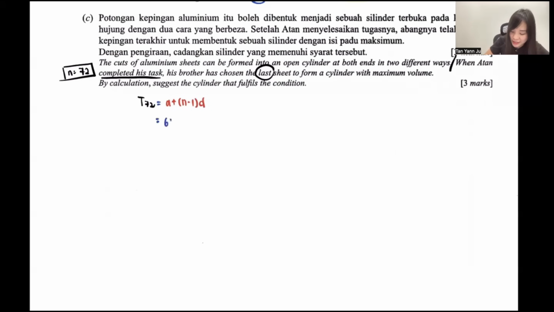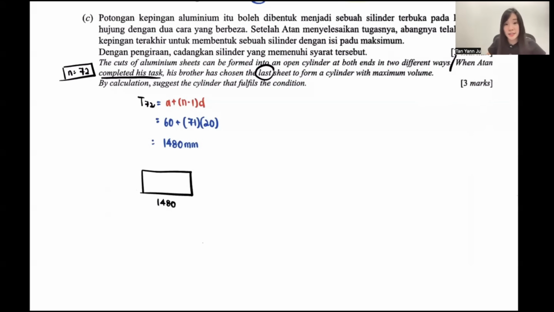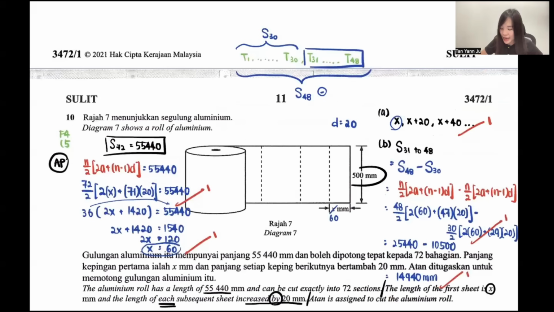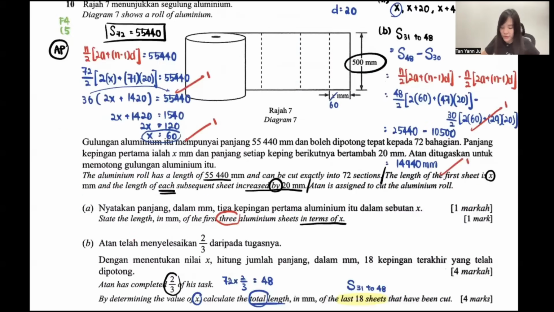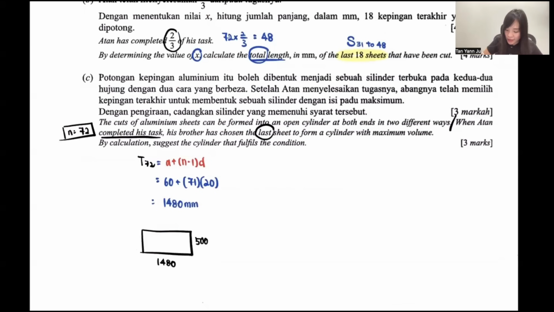So guys, the A is 60, which is the X. This is 71. The D we keep knowing is 20. So 60 plus 71 times 20, I guess getting 1480 millimeter. Now I know the last sheet will look like this. Let me draw for you guys. For the last sheet, the length will be 1480 millimeter, and the height is all the way the same, 500 millimeter. Now you know the last sheet will look like this with the height and the width.